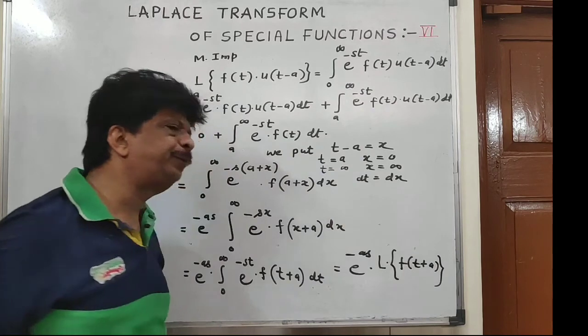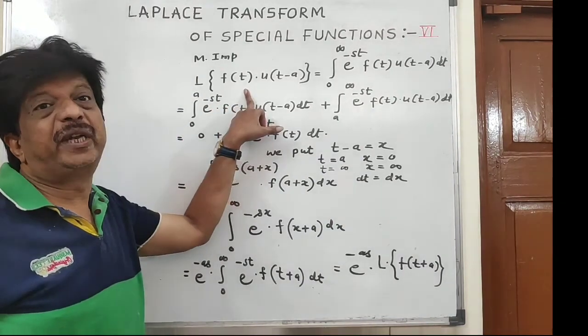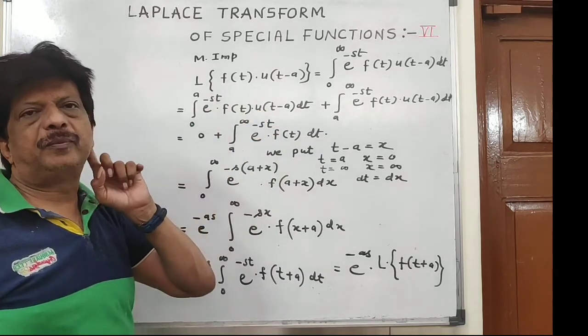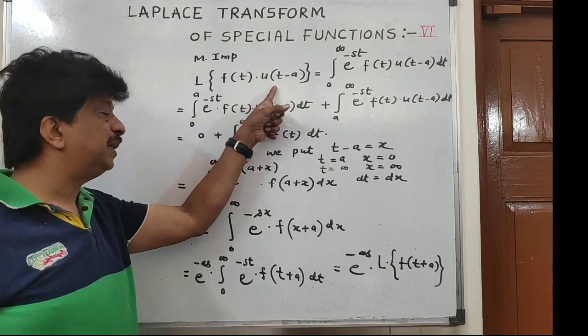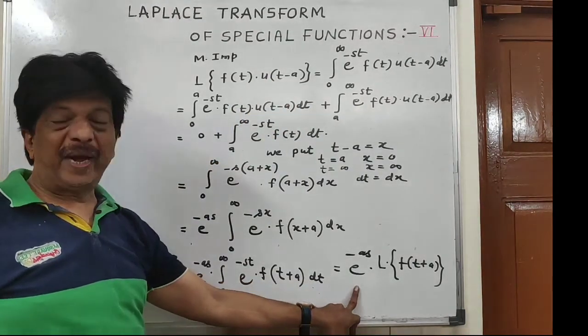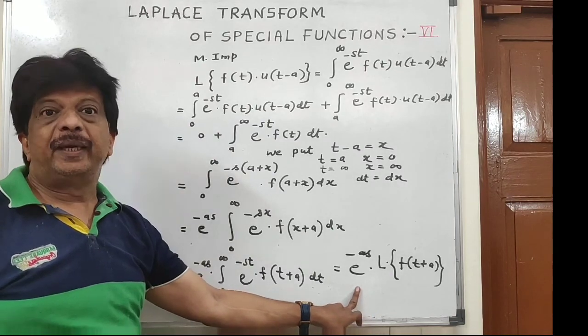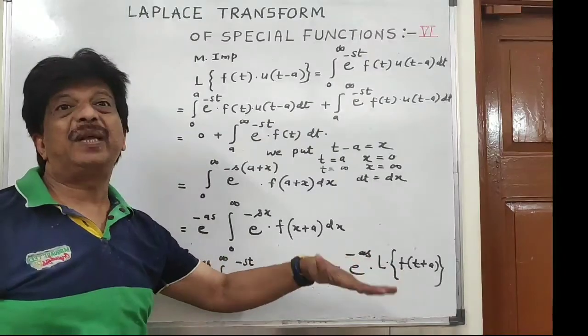Most important result. This we would be using in solving various problems. Laplace transform of f of t into u of t minus a, once again I am repeating, is equal to e raised to power minus as times the Laplace transform of f of t plus a.